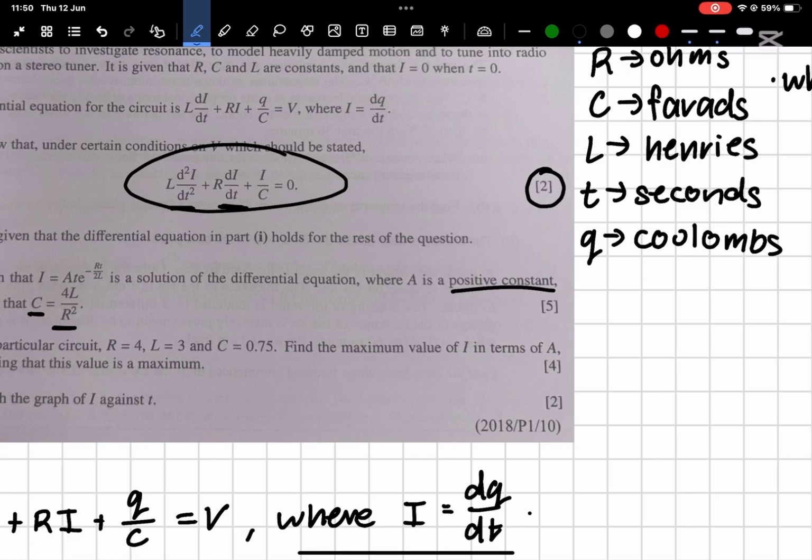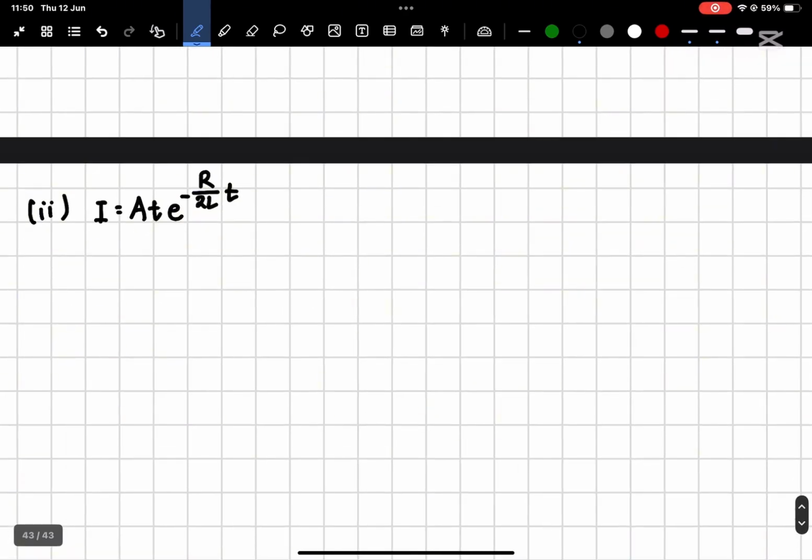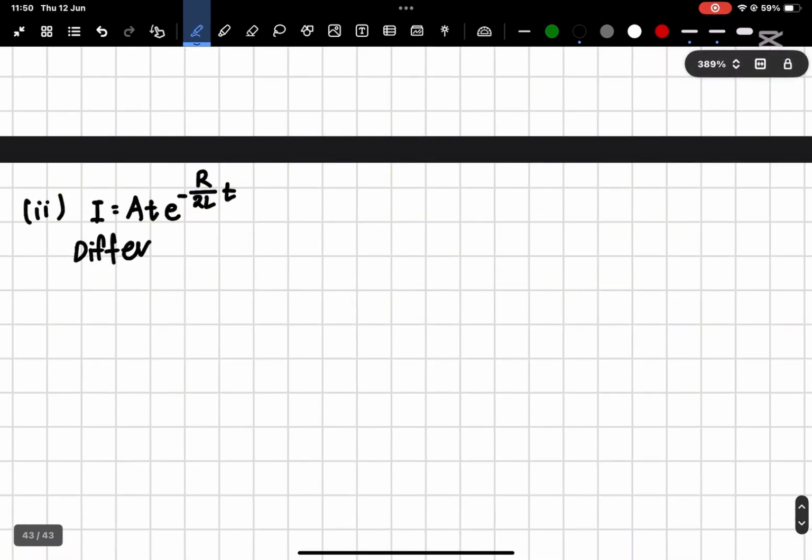And then once you do, because you know that 4L over R squared, since L and R are constants, you're trying to show that something is constant. You have to find a constant. Okay, so I'll start by differentiating this with respect to t, because you want your di/dt term.